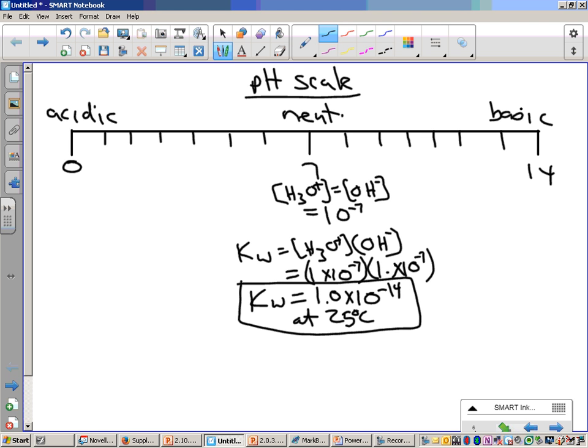That's an important number. We're going to be using that. And that's where our pH scale of 14 comes from. It comes from that Kw value. It comes from the fact that we have the equal concentration, and that's what gives us our 14 value out there. Okay? So if I'm down here at acidic, let's say that we added some HCl.